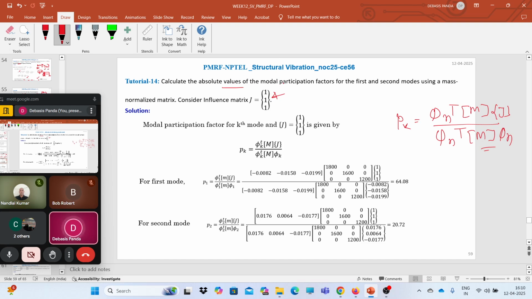To solve this kind of question, first you need to have your phi 1, your phi 2, then your influence matrix or influence vector J. Once you have all these, to find the first mode we find P1 equals phi 1 transpose M J divided by phi 1 transpose M phi 1. So you have the M matrix. M is given as 1800, 1600, 1200. This matrix is given, the influence vector is given. You just need to do the matrix calculation.